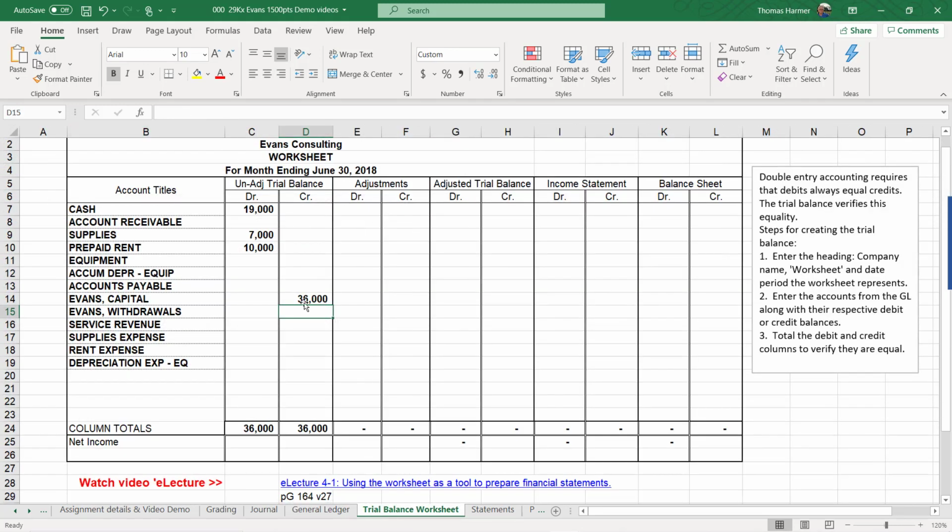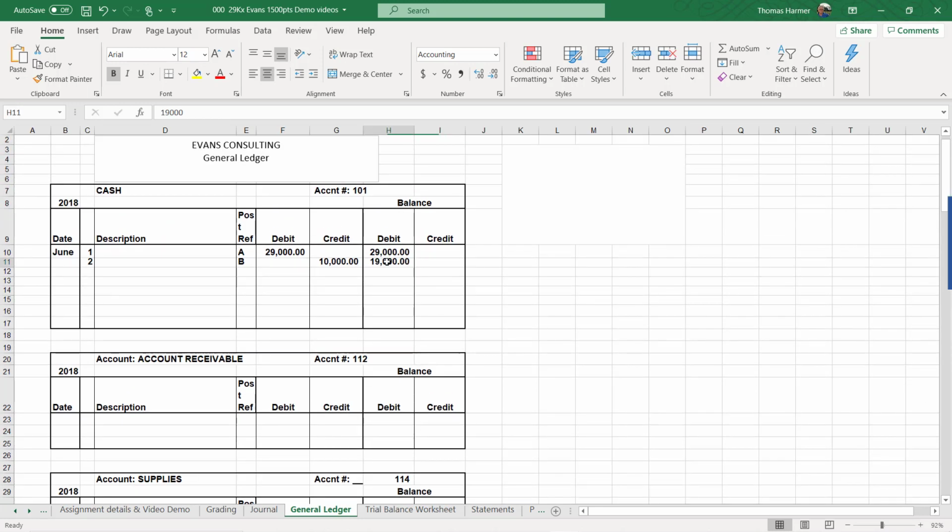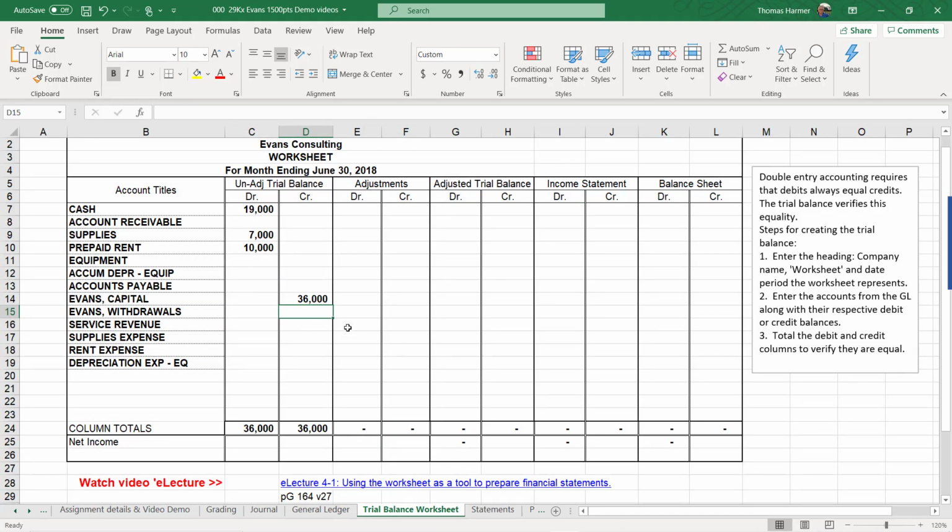So that is how you populate a trial balance from the general ledger. You come directly from the balance section for the last balance, the ending balance here, because these are all in chronological order, and take that debit or credit and take it over to the trial balance.